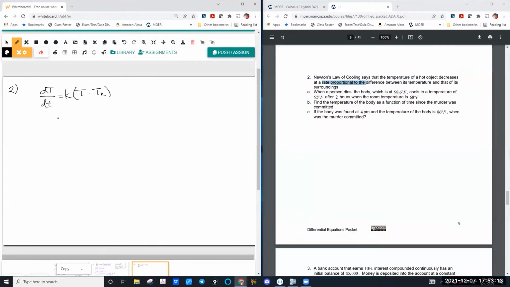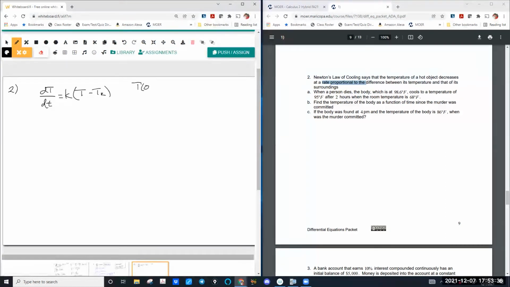Okay, let's talk about how we would go about solving this one, and then I'm going to cut you guys loose to solve. Let's talk about what we know and what we don't. All right, so now when a person dies, the body, which is at 98.6 degrees Fahrenheit, cools to a temperature of 95 after 2 hours. That gives us two pieces of information.